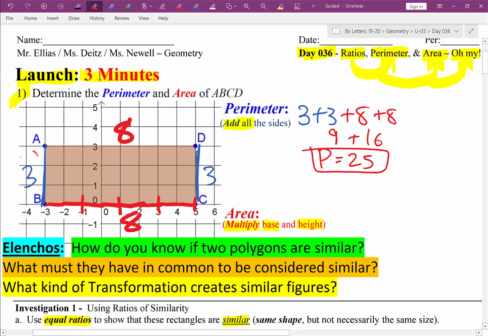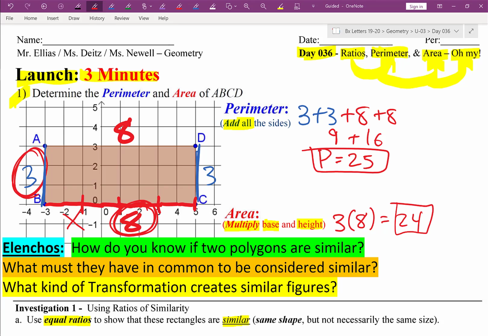Now area is just the base times the height. It's just 3 times 8, which is 24. So this is a nice little intro. Area is not always bigger than perimeter. Typically it is. As shapes become larger, the area will always be bigger. But for relatively small shapes, perimeter will be bigger.